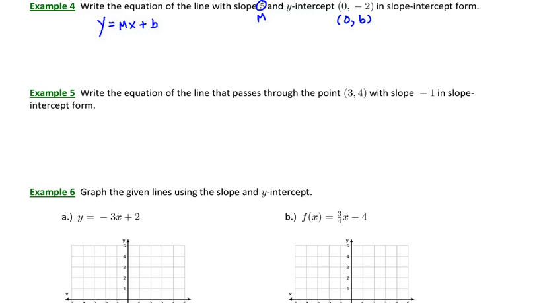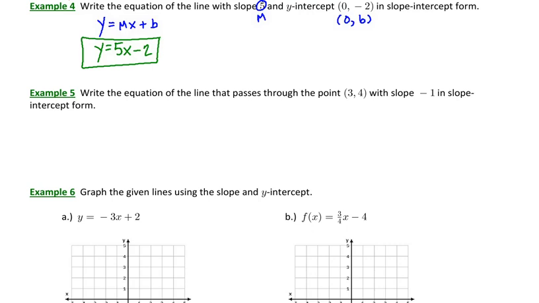So we can plug that information into our form. y is going to stay a y. I'm going to replace the m with 5. I'm going to keep the variable x, and we're going to replace b with negative 2. And we have the slope-intercept form of a line. That's simple enough. Let's try example 5.